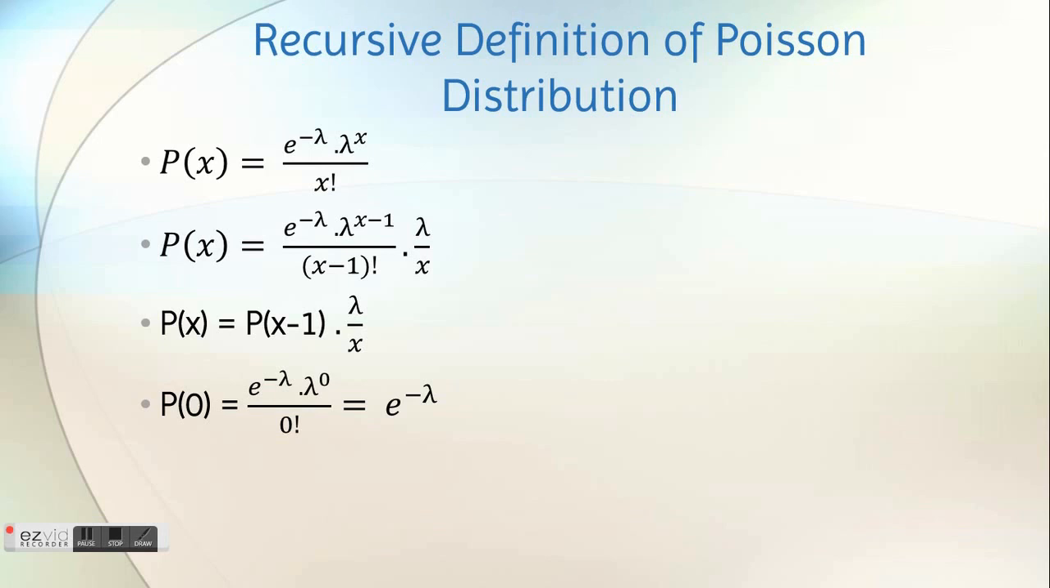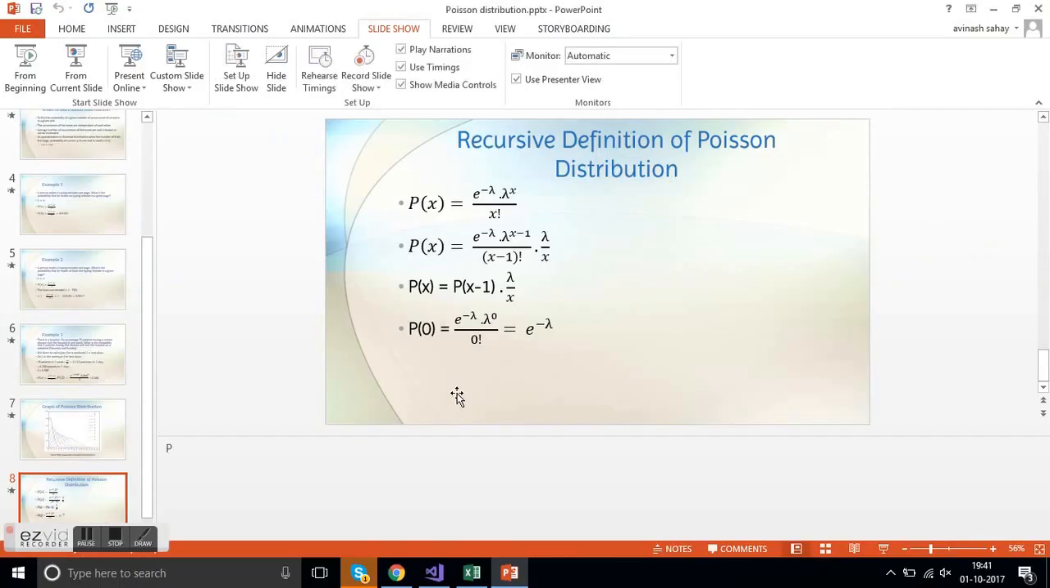So what we can do is calculate the value of probability for x equal to 0. Substitute x equal to 0, and you get e to the power minus lambda, lambda to the power 0 divided by factorial 0. This is equal to e to the power minus lambda. So this gives the probability for x equal to 0. Multiply e to the power minus lambda with lambda divided by 1. That is the probability for x equal to 1. Multiply that with lambda divided by 2. That is the probability for x equal to 2, and so on. So the execution will be faster.